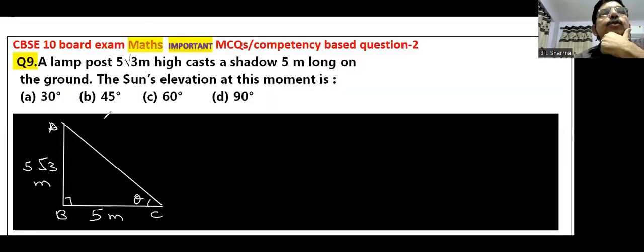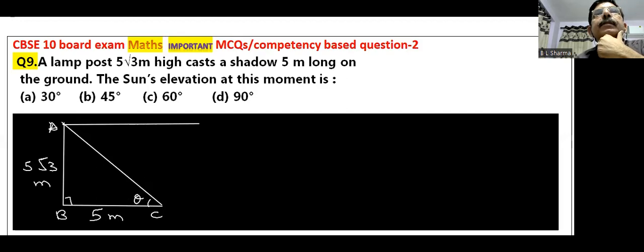A lamp post that is 5√3 meters tall casts a shadow 5 meters long. See, the height of the lamp post is 5√3 meters, and its shadow is 5 meters, and we have to find the sun's altitude, meaning this angle is required. You can say this angle or this angle, it is one and the same thing. You have to find how many degrees this angle will be.